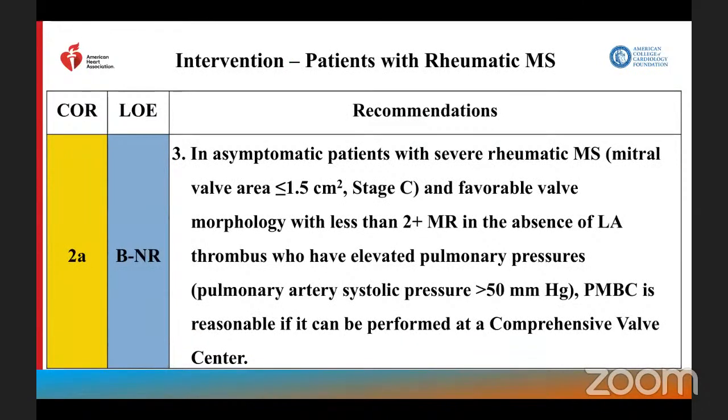In asymptomatic patients with severe rheumatic MS with mitral valve area less than or equal to 1.5 and favorable valve morphology with less than plus 2 MR in the absence of LA thrombus who have elevated pulmonary pressure, pulmonary artery systolic pressure being more than 50, then percutaneous mitral balloon commissurotomy is reasonable if it can be performed at a comprehensive valve center. It's a class 2A. This statement is new in the latest guidelines.